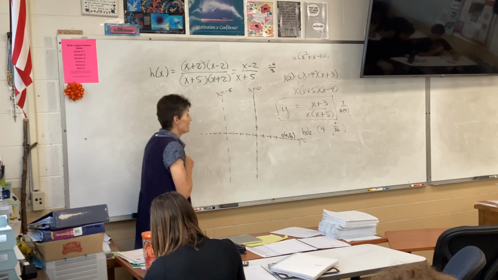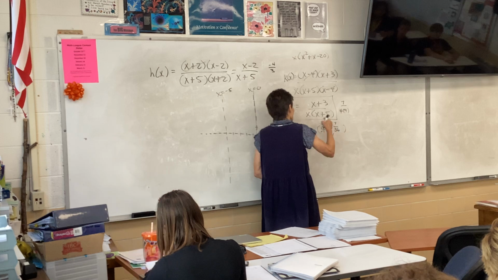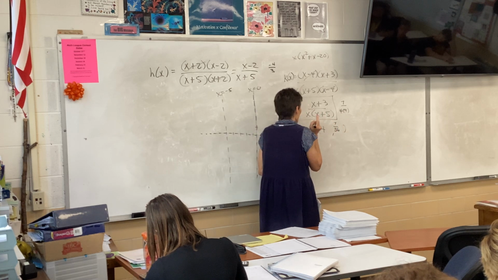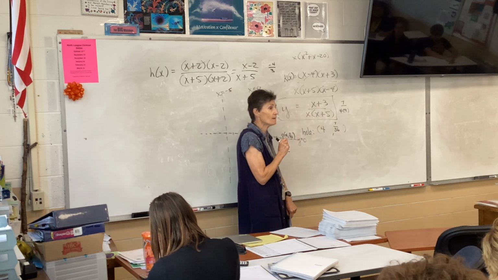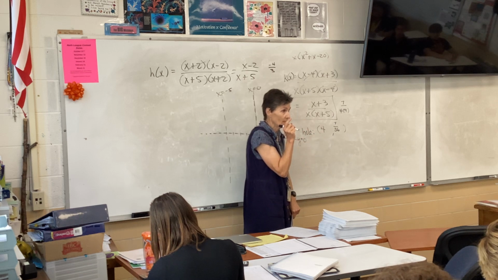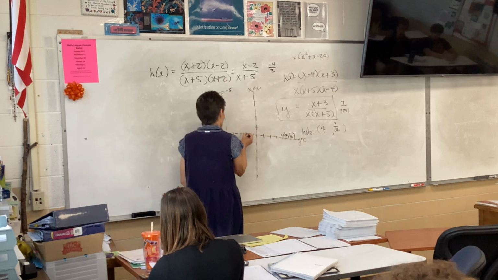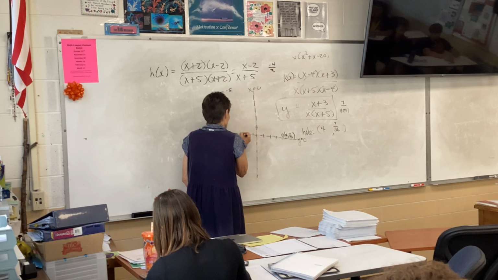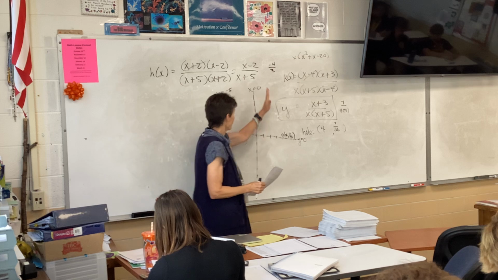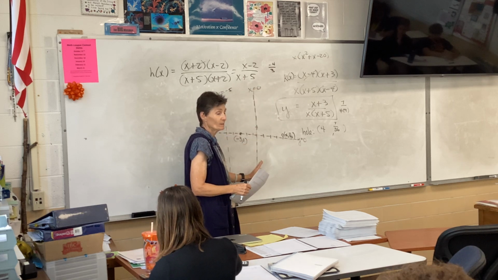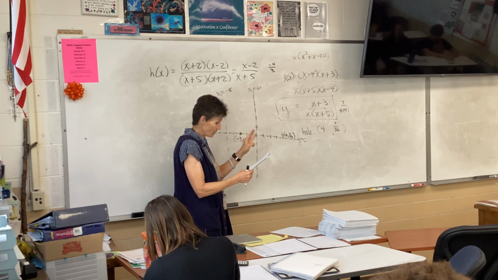Identify zeros. Now, remember, zeros are when this thing equals 0. The only way that a fraction can equal 0 is if its numerator is 0. So what makes your numerator 0? Negative 3. Do I have a y-intercept? No, because what do I have on my y-axis? An asymptote. Alright, so let's see. I got my zeros, I got my holes, vertical, horizontal.